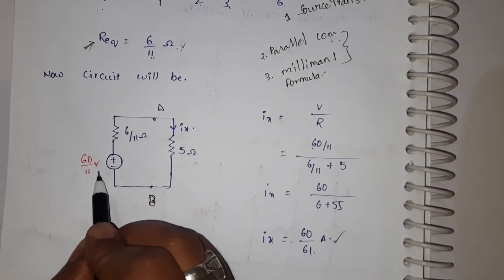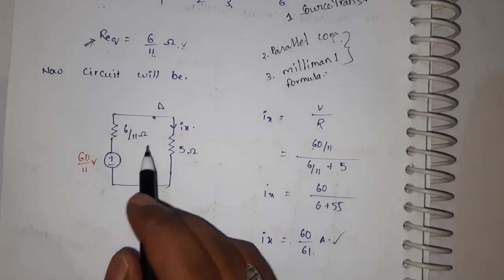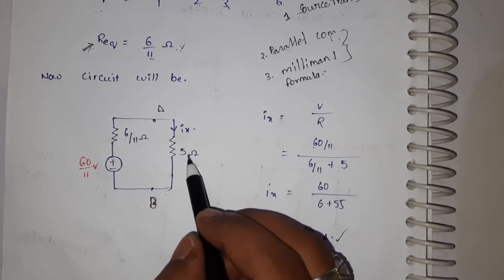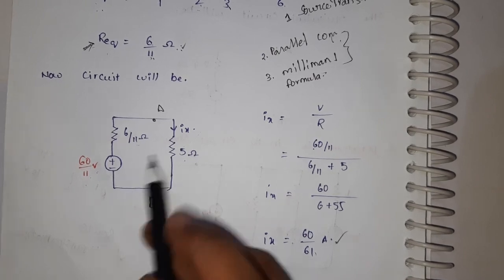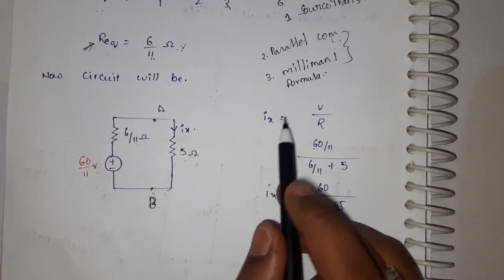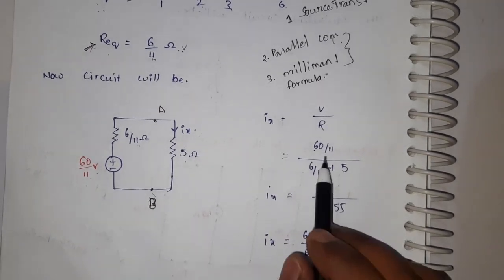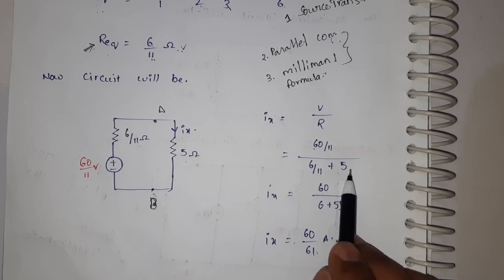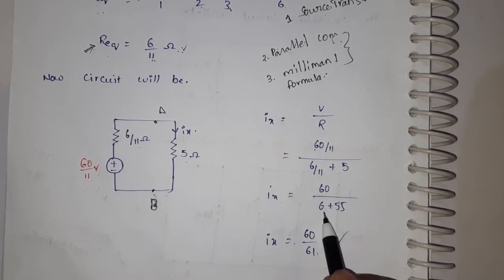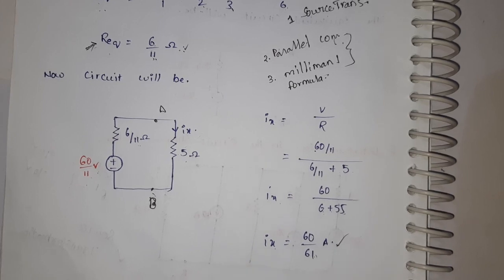60 by 11 voltage source is in series with 6 by 11 resistance, and which is in series with the given target terminals AB. Ix value we need to find out. So this is a series circuit. So what is the value of Ix? It is equal to V by R. So 60 by 11 by the series combination of these two, 6 by 11 plus 5. Ix equal to 60 by 6 plus 55. We took LCM here. So the value of Ix is 60 by 61 ampere.